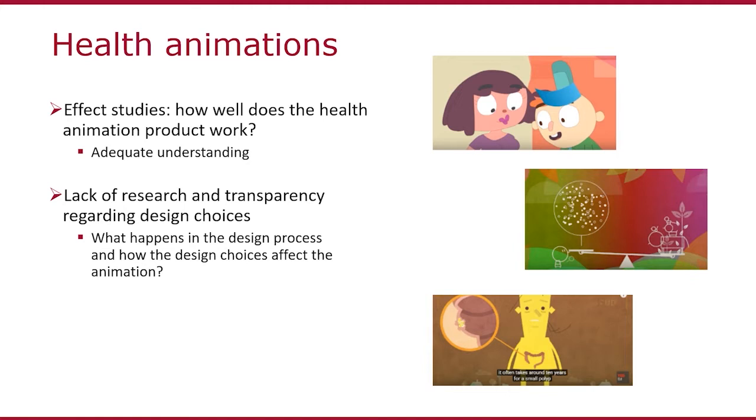In the health animation field, effect studies explore in great detail how well the health animation product worked. Like, did the citizen get an adequate understanding of the presented health information? However, these studies don't consider which design decisions are behind the measured effect. Like, is the animation working because of the way we illustrated the timeline, or the choices we made in our narrative, or are these choices the reason that this particular animation is not giving the citizen an adequate understanding?